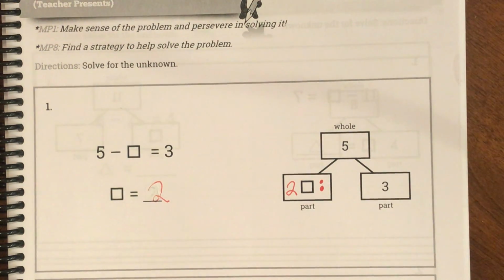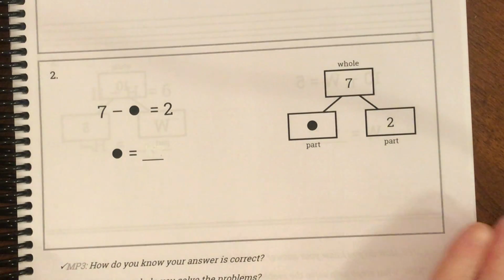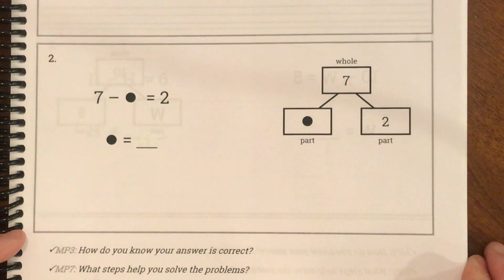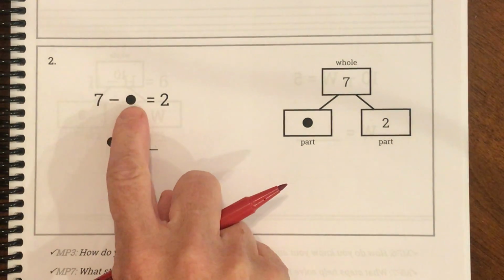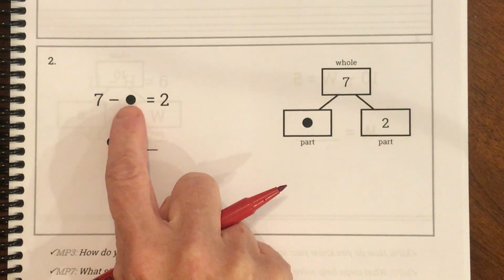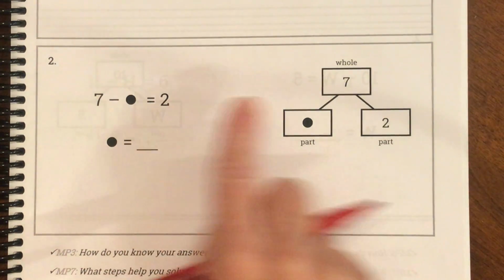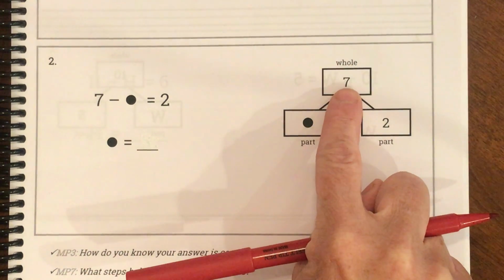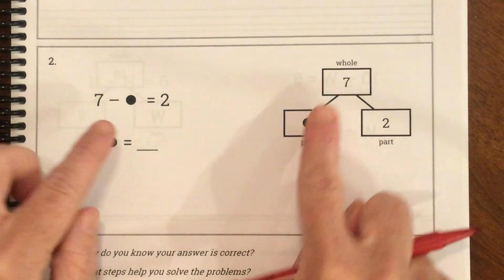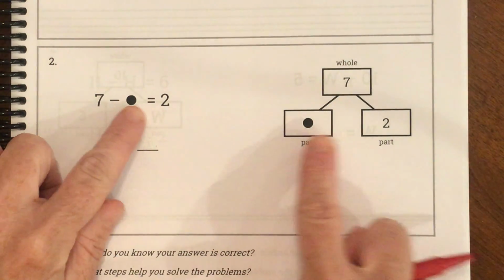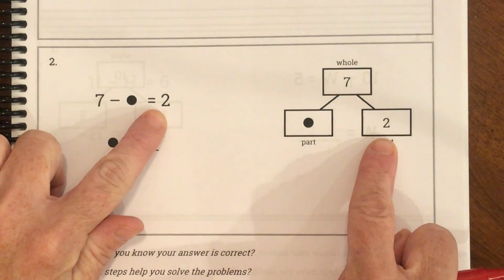Okay, let's look at my next one. Here, my equation says 7 subtract unknown, and they're using a black circle, equals 2. And in my number bond, I have a 7 as my whole. Take away one of the parts equals the other part.